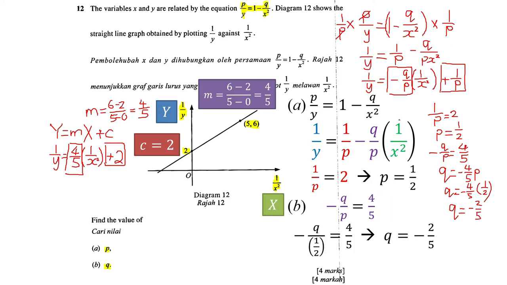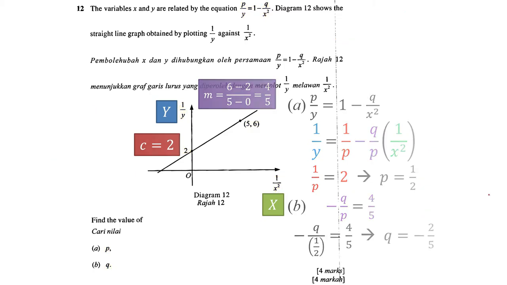1 mark is given once we manage to get our linear form from the nonlinear equation. Second mark is given either you compare the y-intercept or the gradient. Third mark is given for p. Fourth mark is given for q.